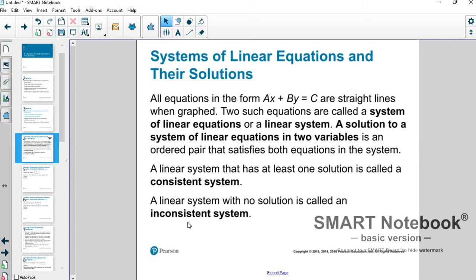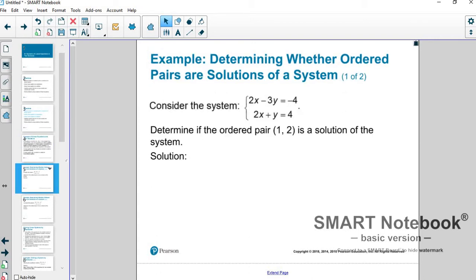We're going to focus on the most typical thing that happens when you are solving linear equations, and that is when you get one solution, okay? So let's take a look at how you do that and what that means. Consider the system 2x minus 3y equals -4 and 2x plus y equals 4. We want to know if the ordered pair (1, 2) is a solution to that system. So how do we determine that? What does it mean to be a solution? It works in both equations.